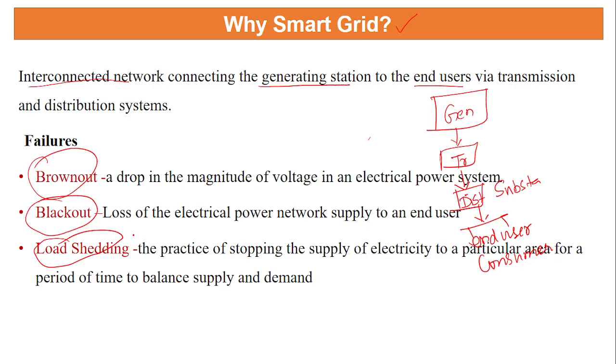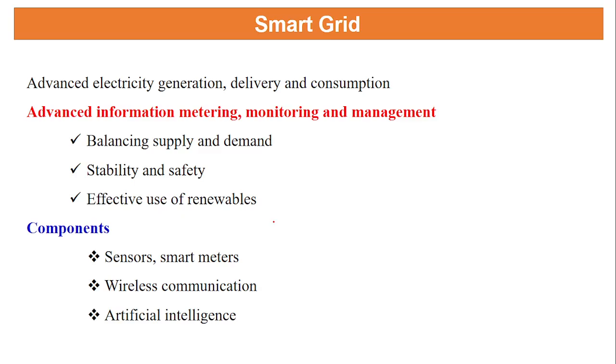And in load shedding, we know in Kopraka, every Saturday a load shedding operation takes place. They will stop the supply for 3 to 4 hours or 6 to 7 hours, and then immediately they will give the supply in the next time schedule. Load shedding is the practice of stopping the supply of electricity to a particular area for a period of time to balance the supply and demand which is happening in the generating station. So it will happen in all the places.